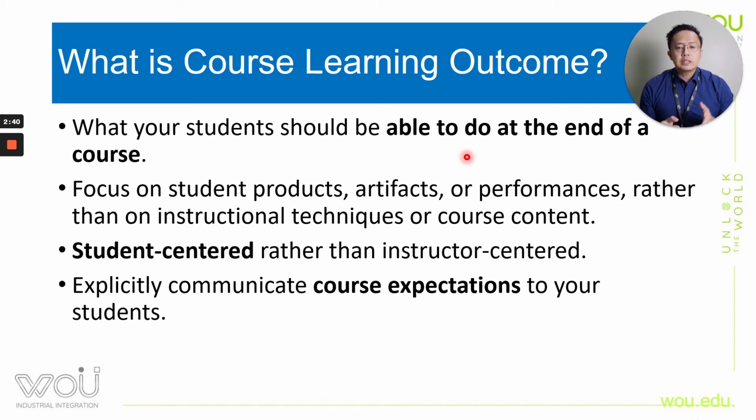Course learning outcome needs to be explicitly communicated to your students. That means your students should be able to know what course learning outcomes they're going to achieve at the end of the course, for that particular task or the topic that you have covered in the class when you're doing the delivery.